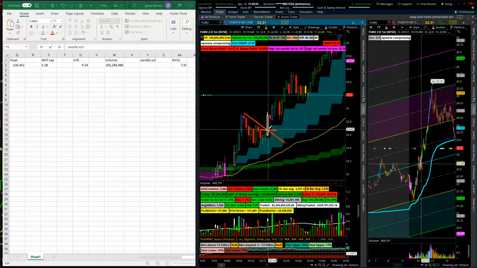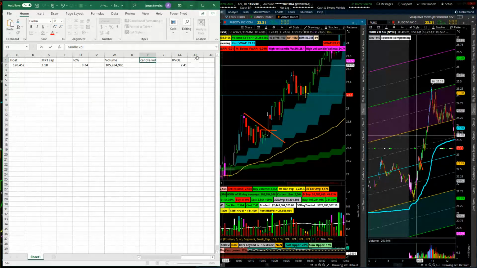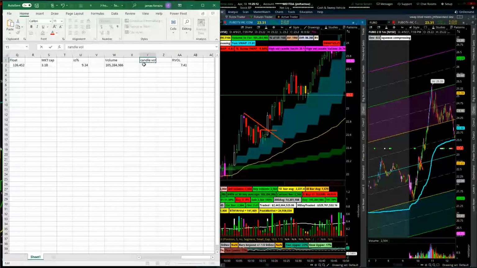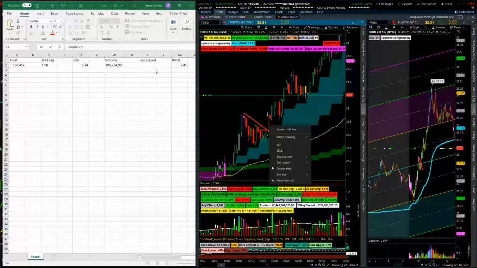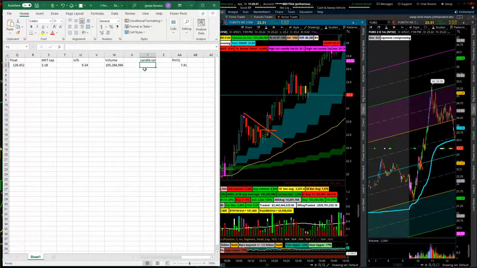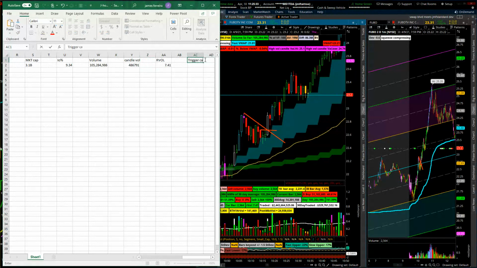So, okay, that's going to be volume candle and trigger candle, yes or no. Candle volume was 486,791. And then trigger candle: yes, and it was a white one.